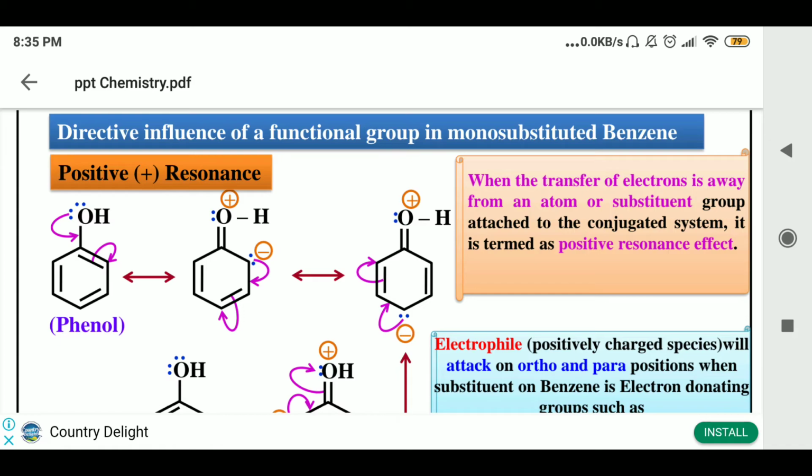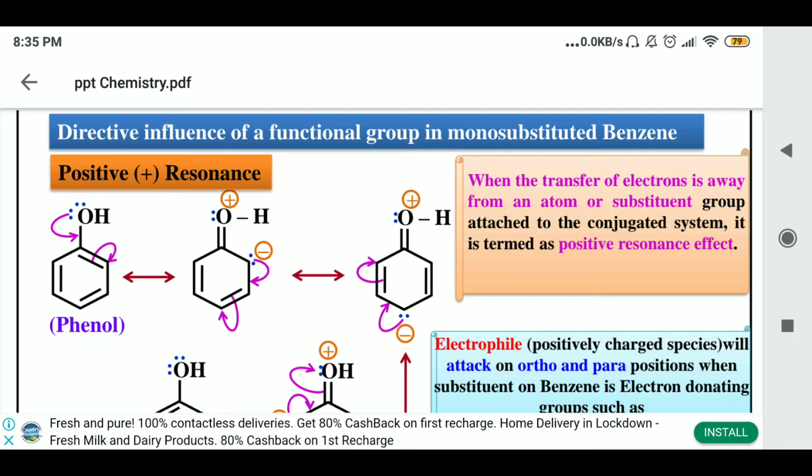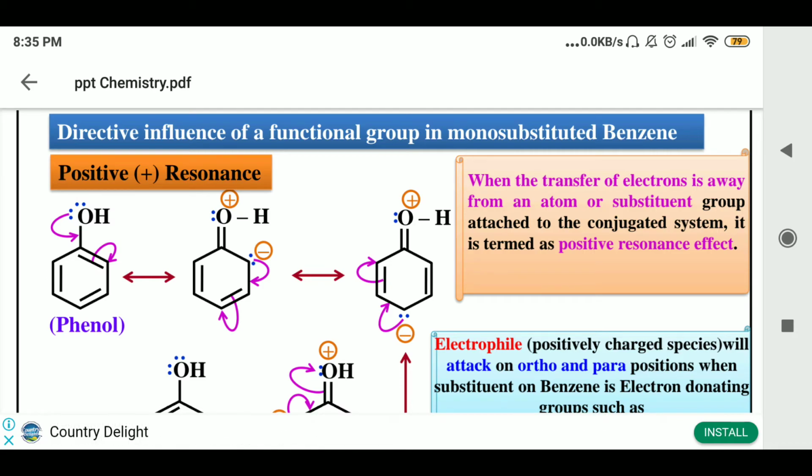Now talking about the directive influence of a functional group in monosubstituted benzene, very important point, bacho, the group which is present, as I told you, whether it shows plus I effect or negative I effect, and accordingly the substitution will take place. So when the transfer of electron is away from an atom or substituent group attached to the conjugated system, it is termed as positive resonance effect.